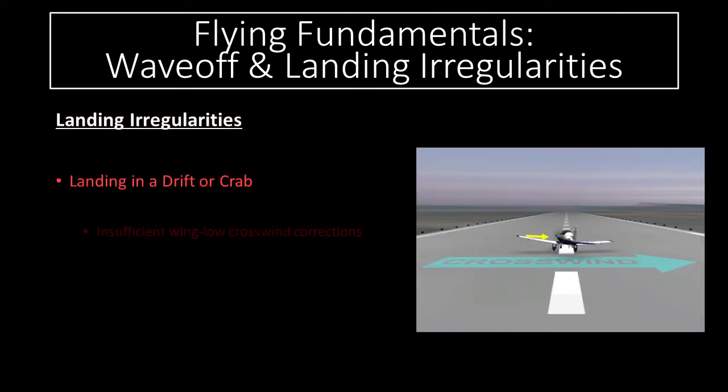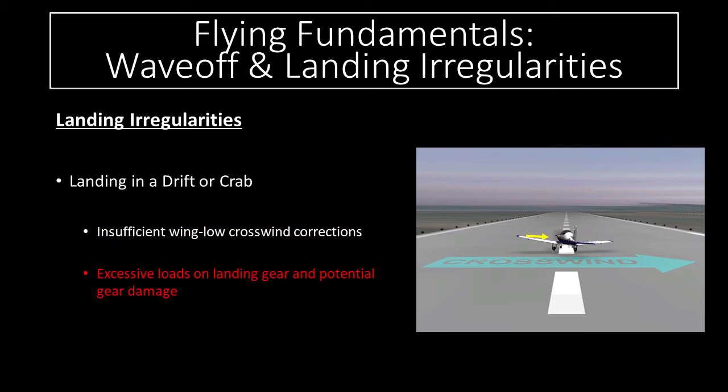Landing in a drift or crab is caused by the pilot's failure to apply sufficient wing-low crosswind corrections. Landing in a crab may place excessive load on the landing gear. Wave off if unable to apply proper crosswind controls before touchdown, as well as during rollout.